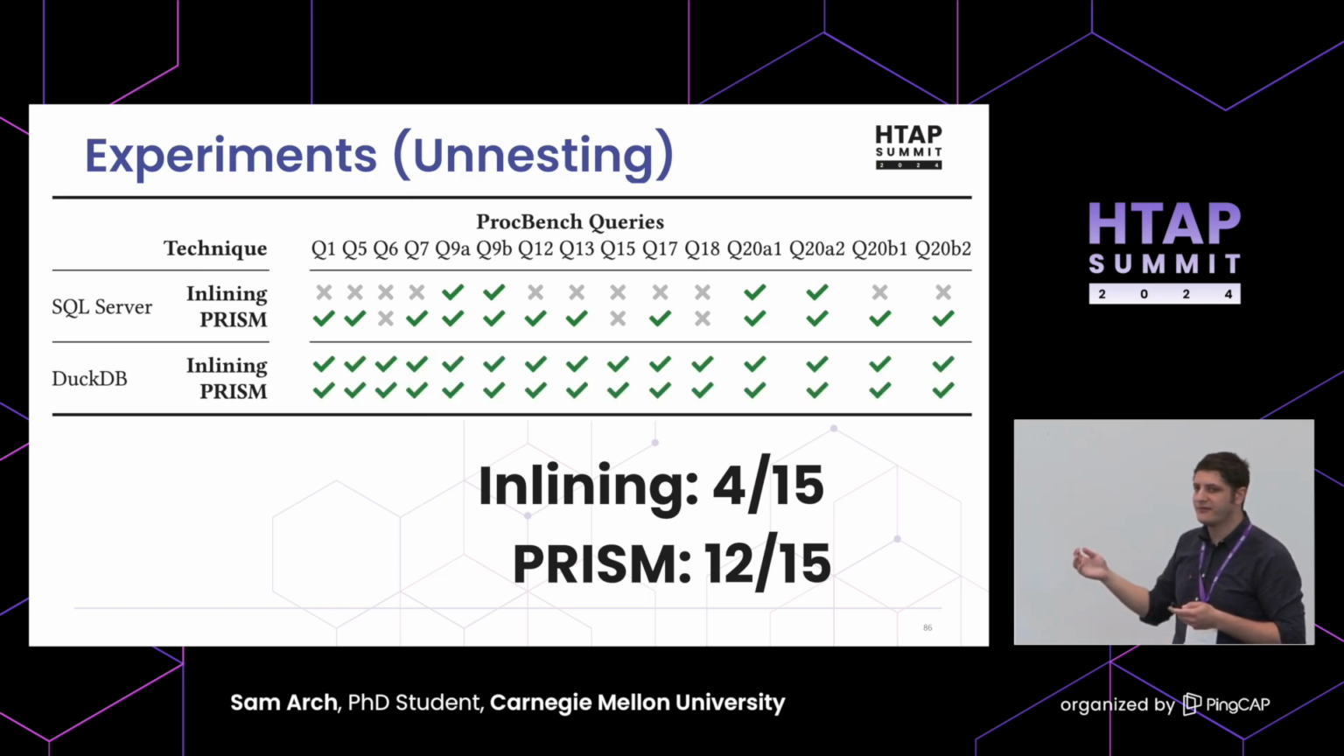And like I was explaining before, because DuckDB can unnest arbitrary queries because of this fancy algorithm from Germany, it's basically going to do 15 out of 15, regardless of how complex or simple the generated query is.